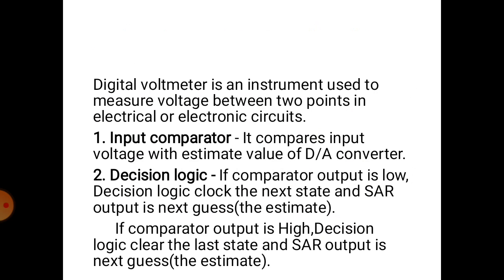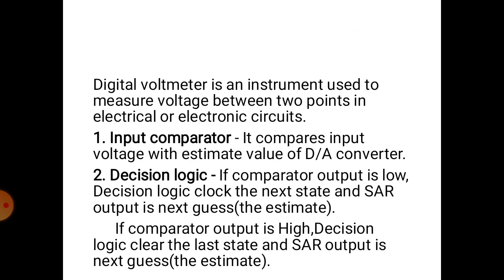Digital voltmeter is an instrument used to measure voltage between 2 points in electrical or electronic circuit. As we have seen, the figure shows the digital voltmeter which uses digital to analog converter, then successive approximation register, decision logic, input comparator, and data output.